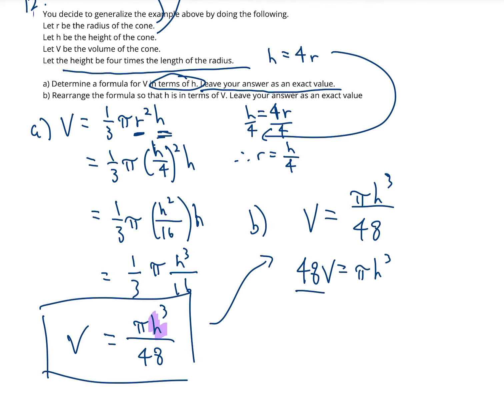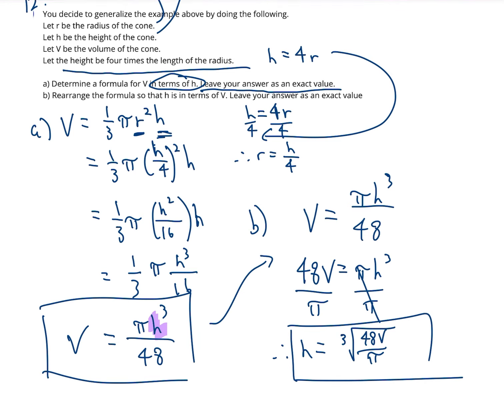Then simply divide both sides by pi. Okay, the pi's cancel on the right side. Okay, and then take the cube root. So if we do that, we'd get therefore h is equal to the cube root of 48v over pi. And here we have essentially done what the question asked for, which is get h in terms of v.